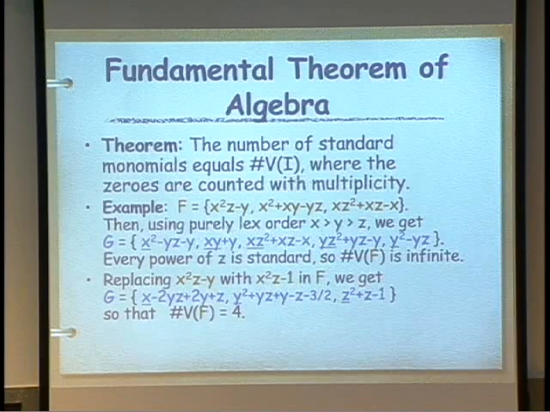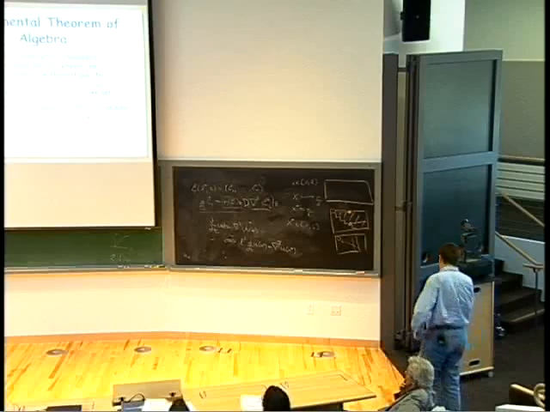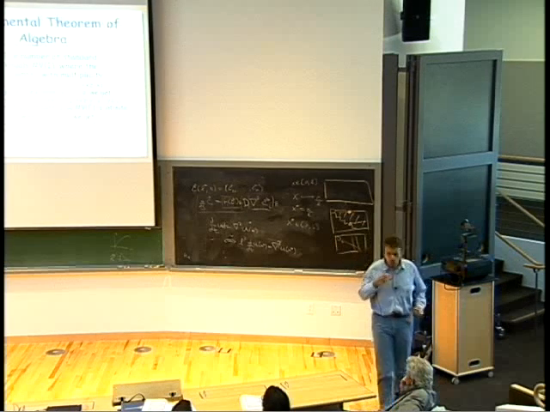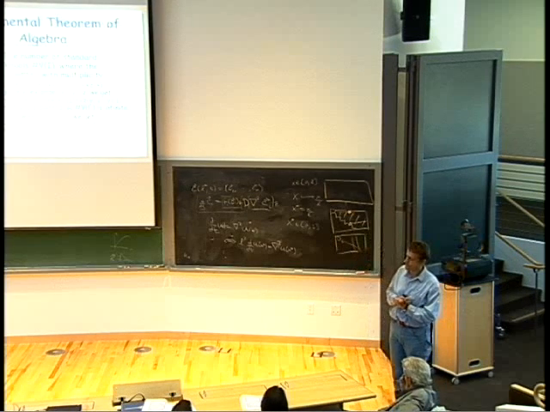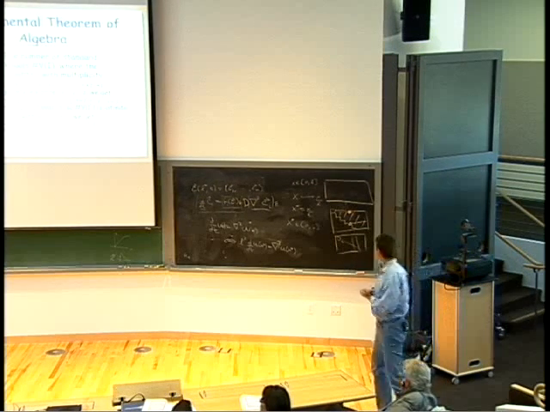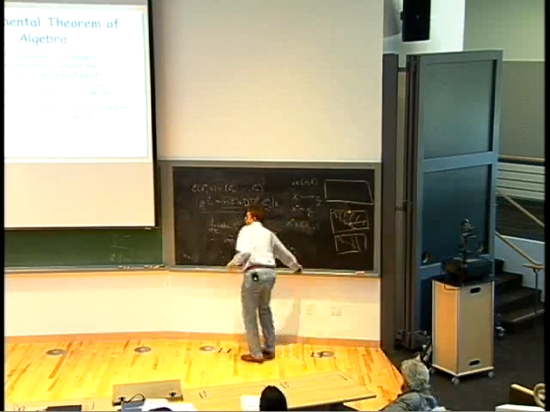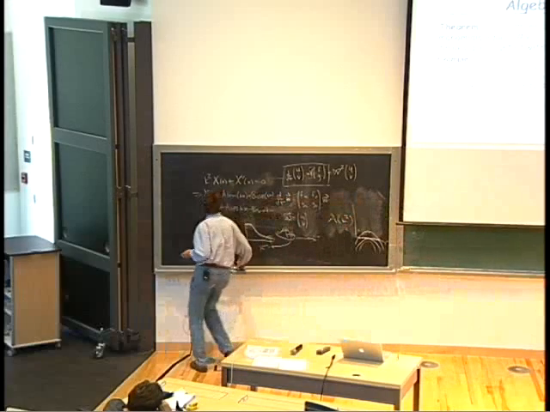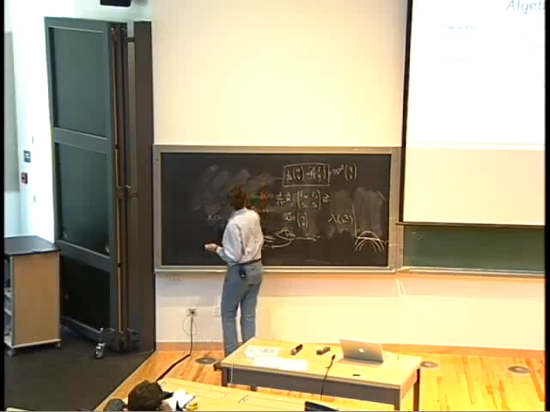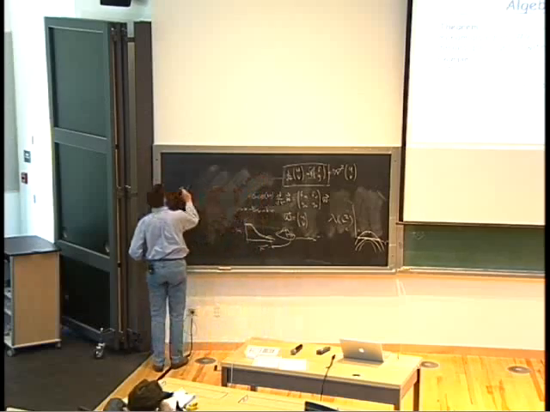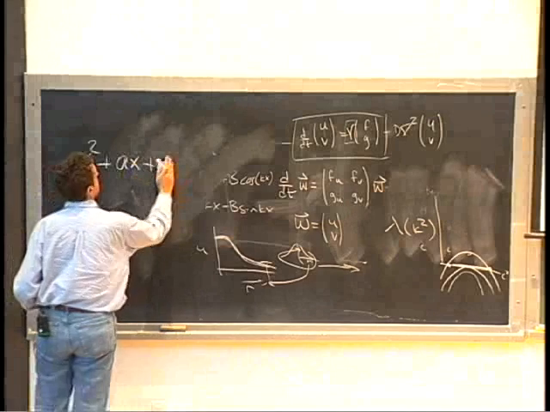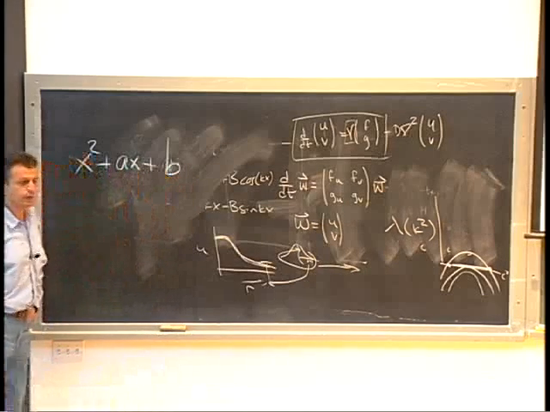Question? What does multiplicity mean? Ooh, what does multiplicity mean? In one variable, you know what multiplicity means, right? No? Okay. So multiplicity, no, it's okay. We can. So suppose I have a polynomial like this in one variable.